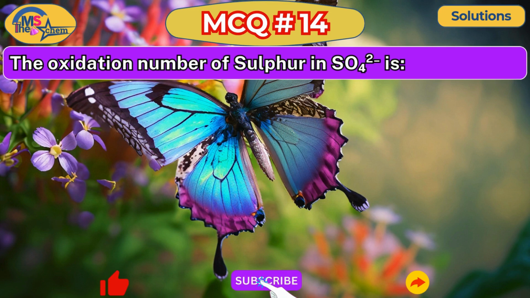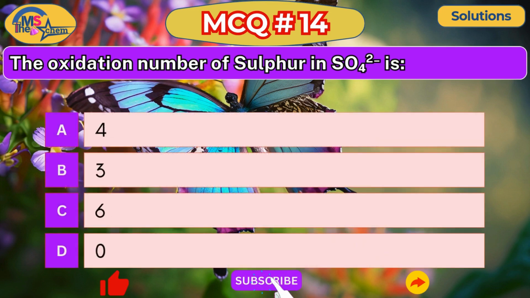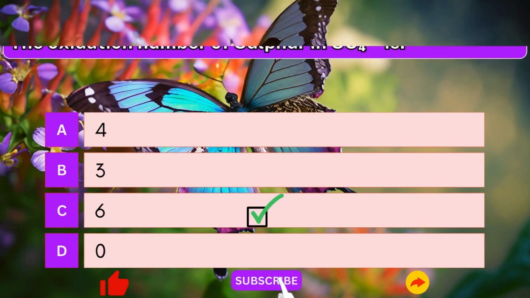And now question 14 is, the oxidation number of sulfur in sulfate is. Here are the four options given. Option A is 4, option B 3, option C 6 and option D is 0. The true answer to this question is option C 6.